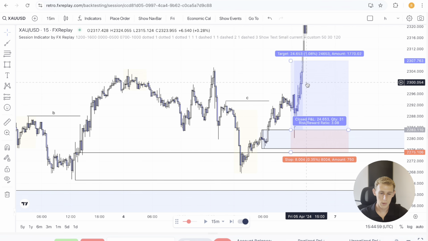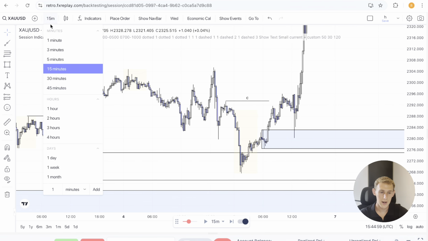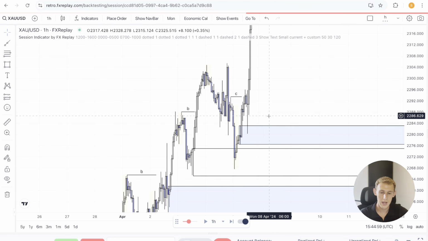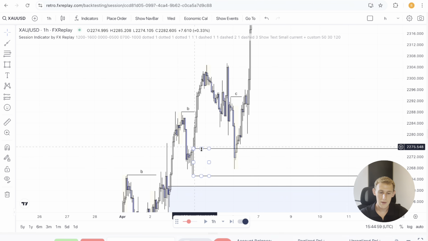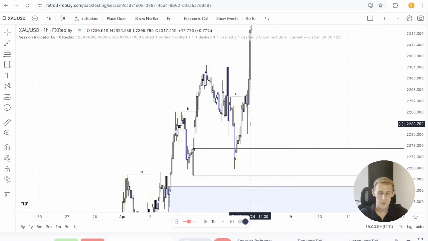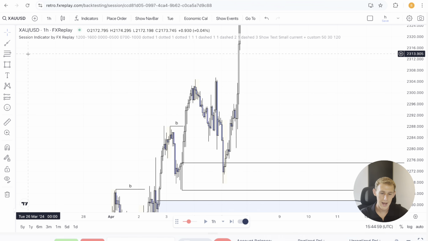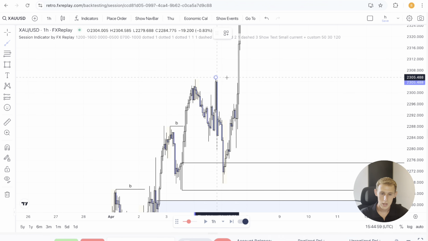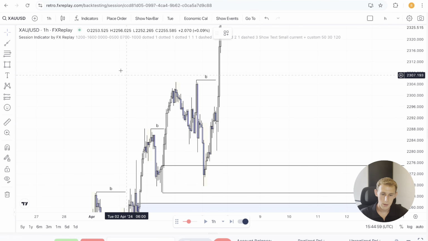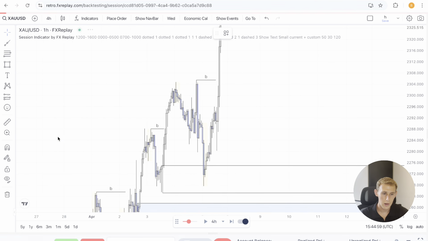Nice, there we go. That was a perfect entry actually. Again, just very simple stuff, repeating the same criteria over and over again. Area of point of interest, change of character, imbalanced demand, and then execute targeting a 1 to 3. We've now had another break of structure, so just simply looking to follow this up.